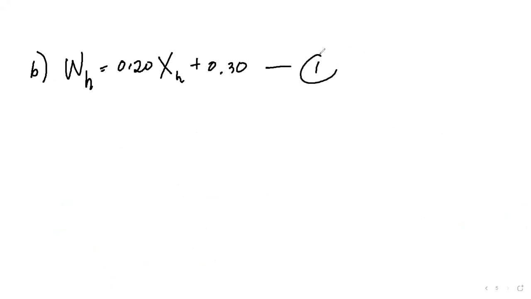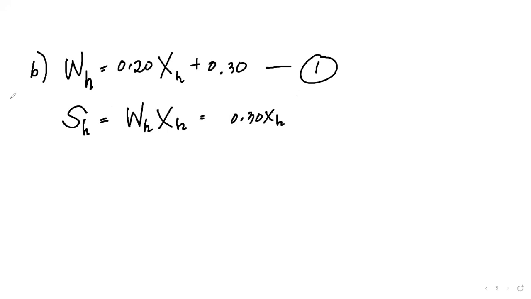So for letter B, we have W sub H equal to 0.2 X sub H plus 0.3. We'll have this as our first equation. Then we know that we have this formula: the amount of solute present in the underflow of a particular thickener is the amount of solution in the underflow times the solution concentration.